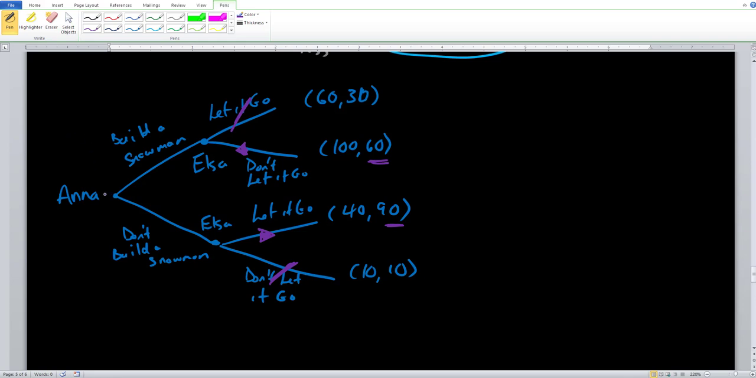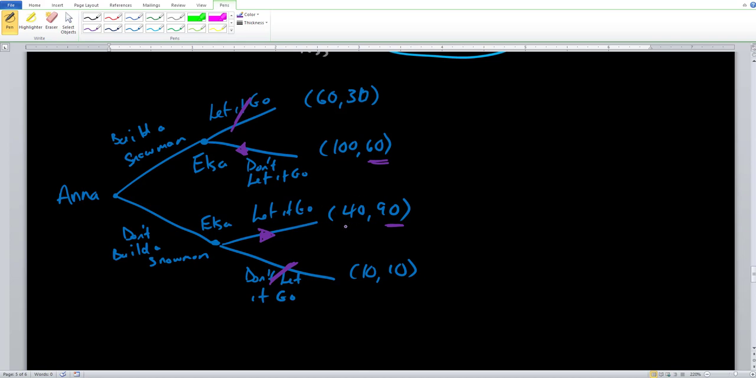Then we hit player number 1, who is Anna. And Anna has the strategy of building a snowman or not building a snowman. If Anna chooses not building a snowman, she knows for sure that Elsa is not going to let it go, and she'd get a payoff of 100. So Anna would get the payoff of 100. If Anna chooses don't build a snowman, she knows for sure that Elsa's going to let it go, and that is only going to lead Anna to a payoff of 40.